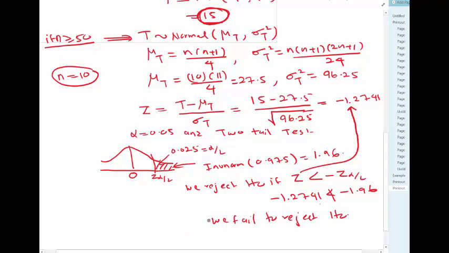So that's how you use the normal approximation. For this problem, actually n is 10. It should be more than 50.